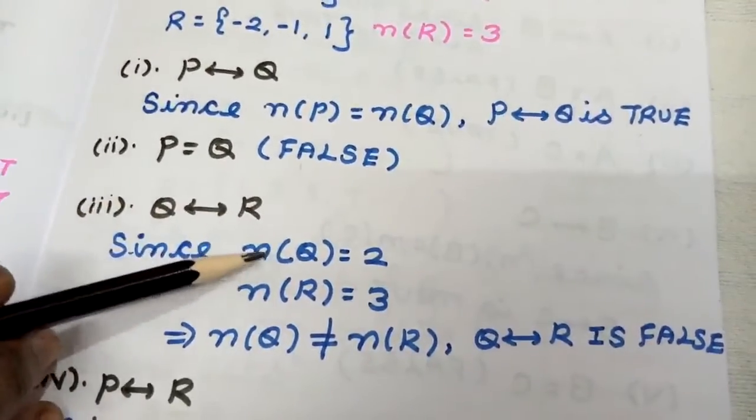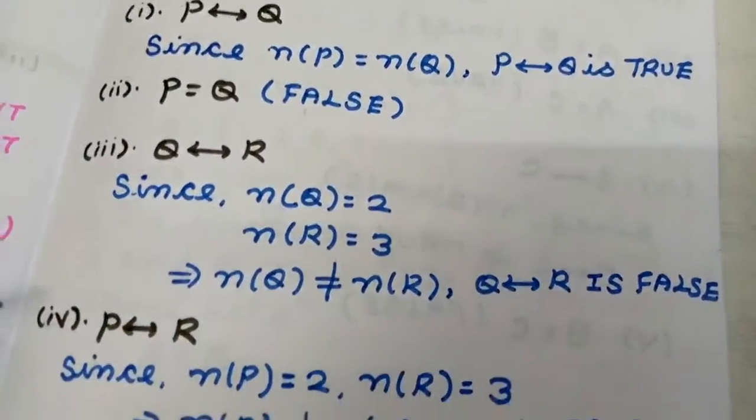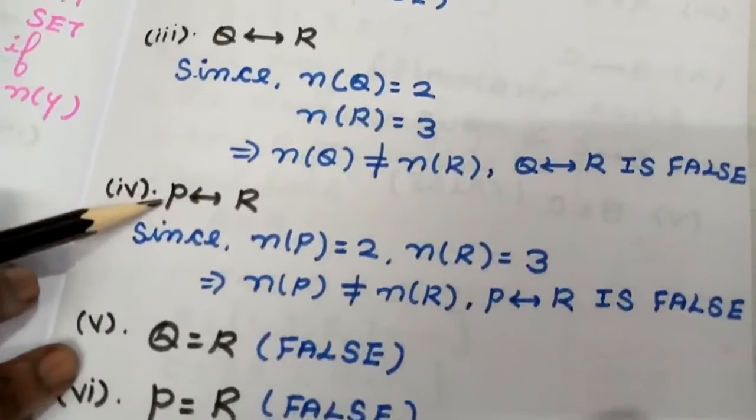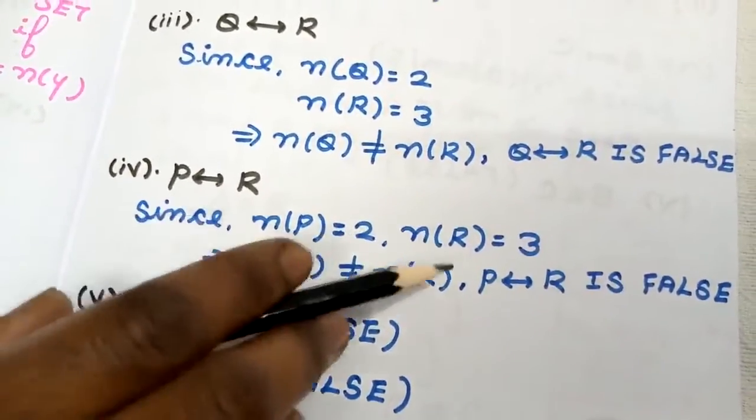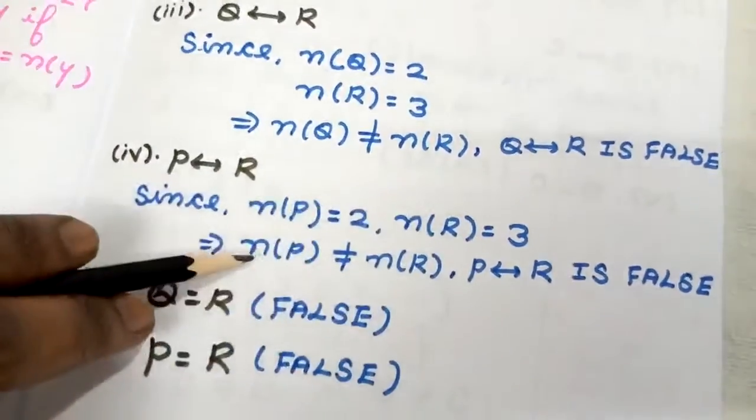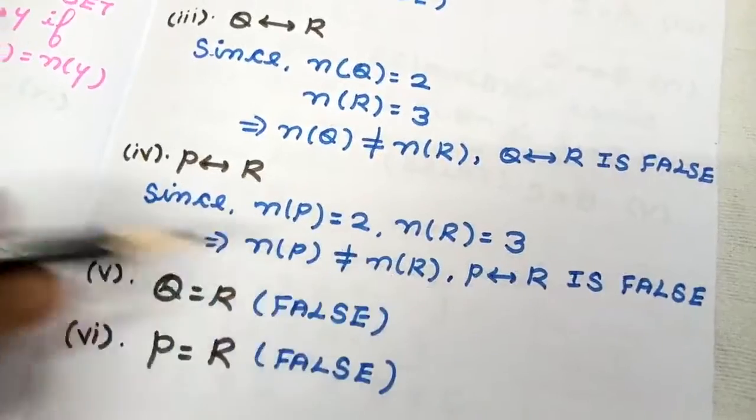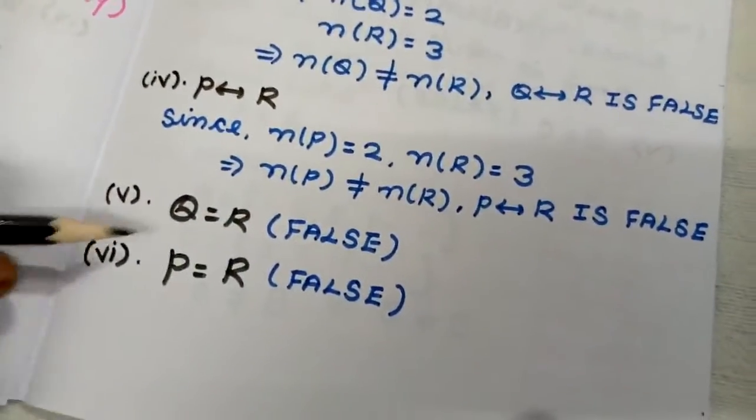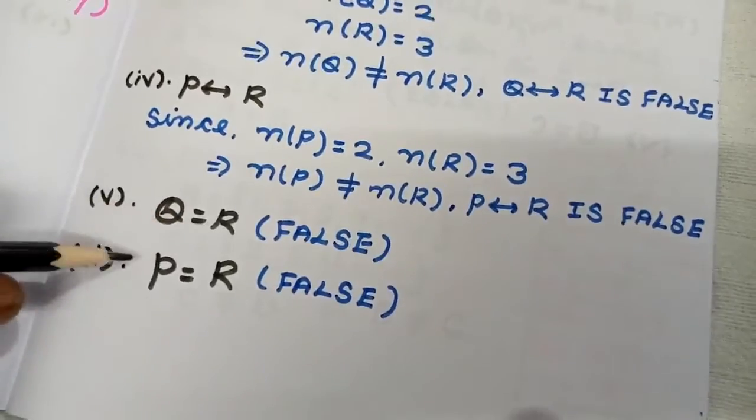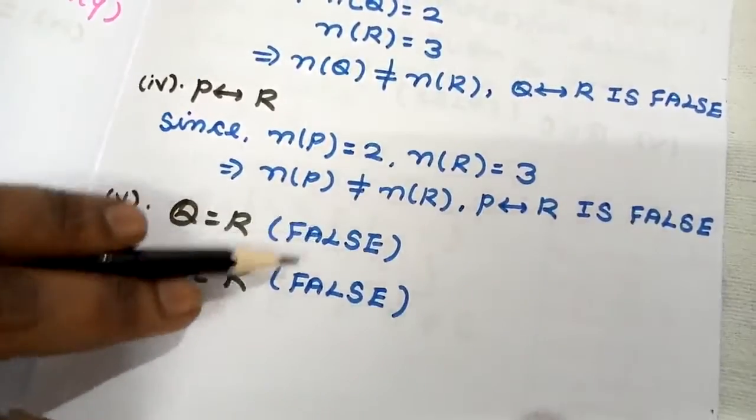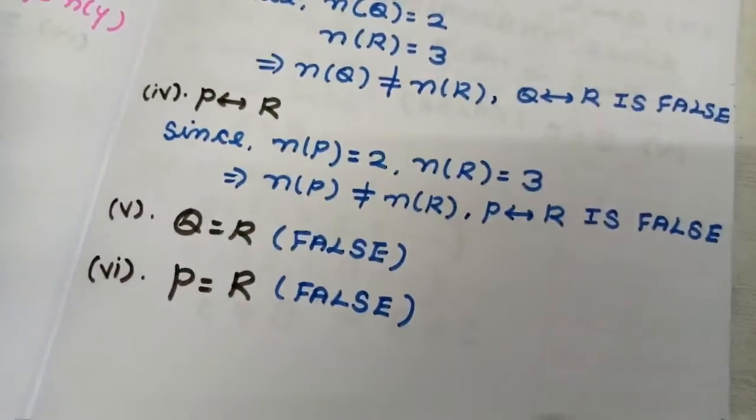Coming to the third question, Q equivalent R. When I am counting the number of elements, it is differing. So this condition is also false. Fourth question, P equivalent R, N of P equal to 2 and N of R equal to 3. The number of elements is different here, students. Again, this condition is also false. Similarly, 5 and 6, check the sets. Q is not equal to R and P not equal to R. So both the conditions are false here, students. This is what they are asking here in the 9th question.